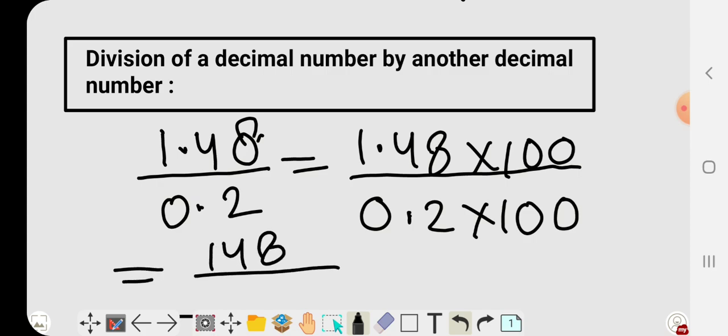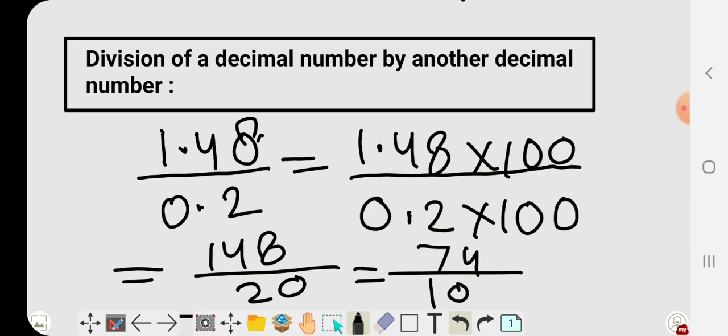In this way, what did you get? 148 upon 20. Now this can be cancelled by 2. 2 10s are 20, 2 7s are 14, 2 4s are 8. So the answer will be 7.4.